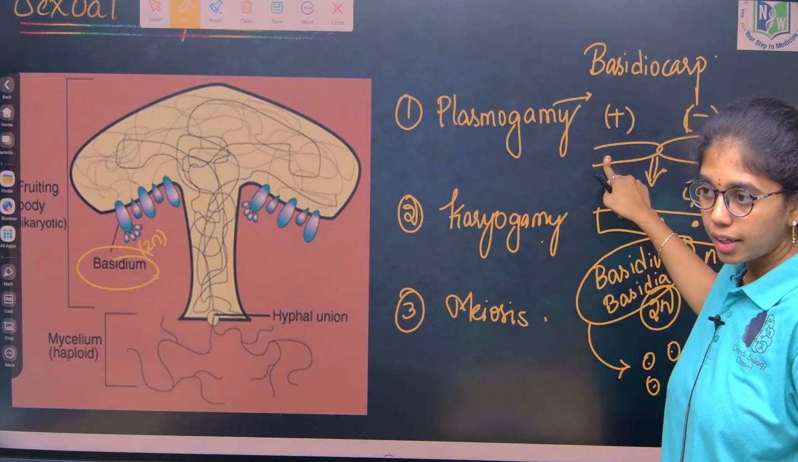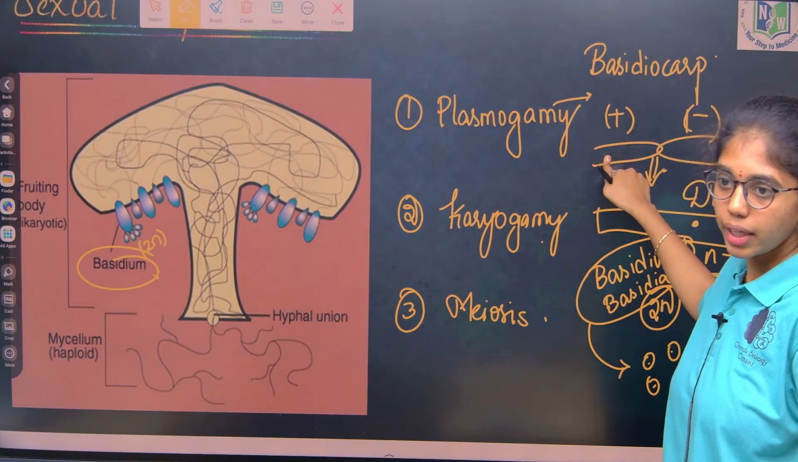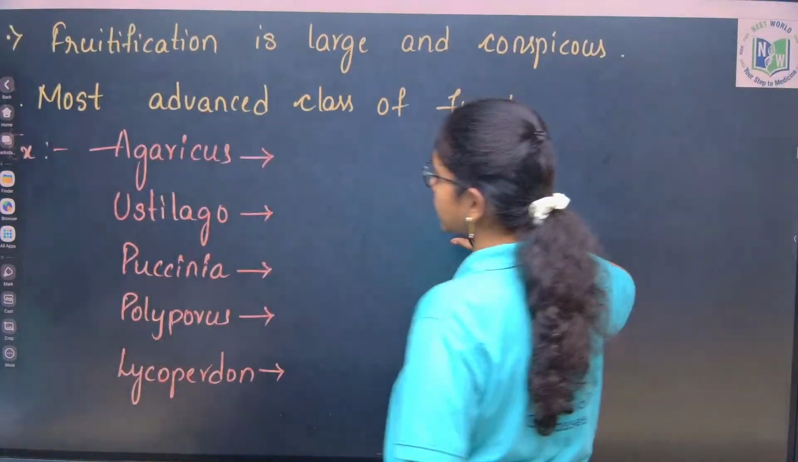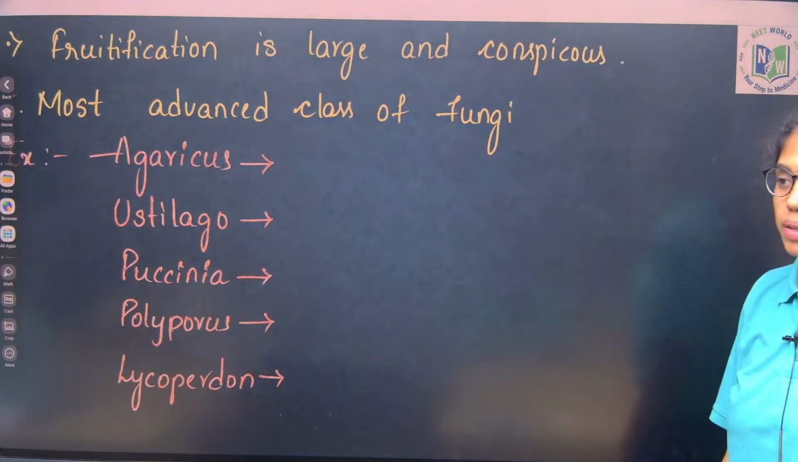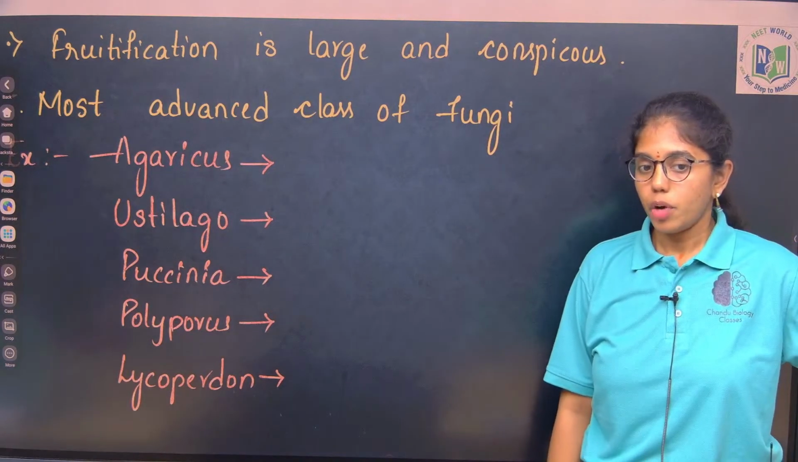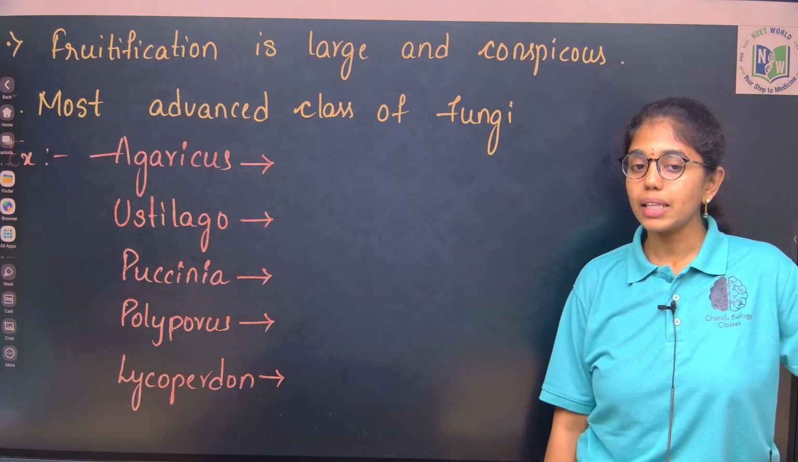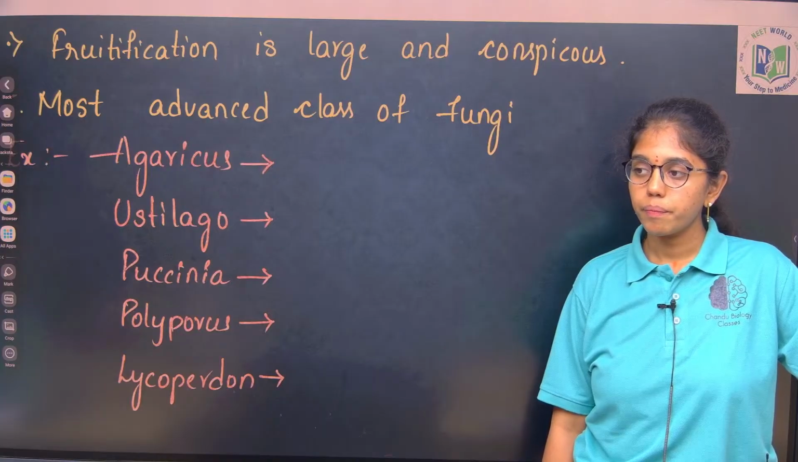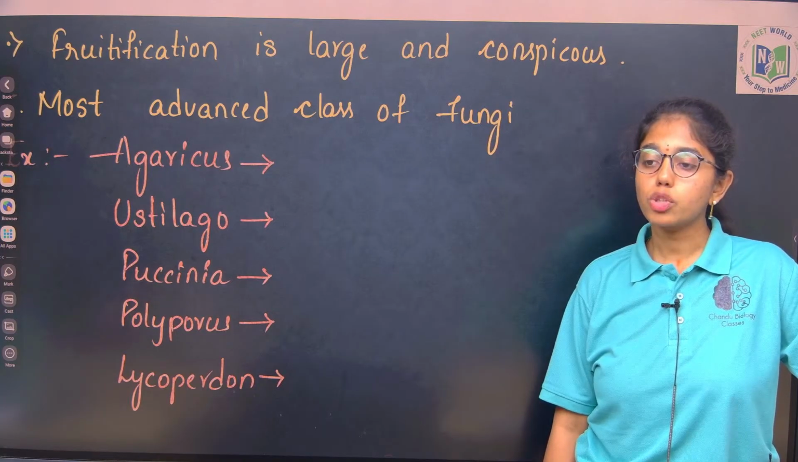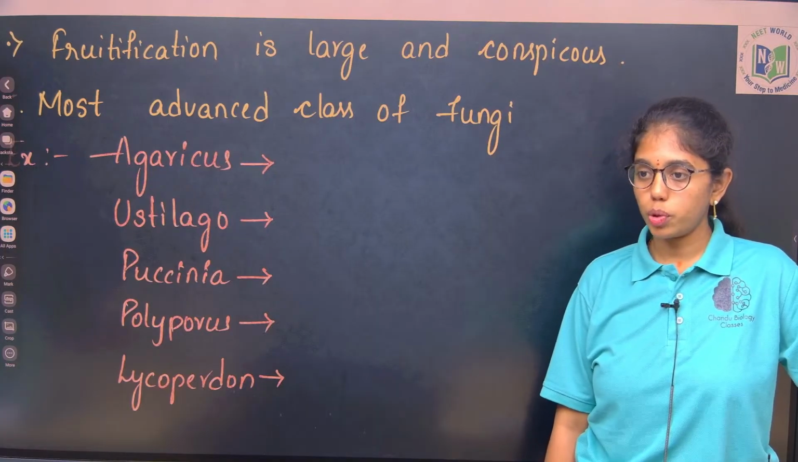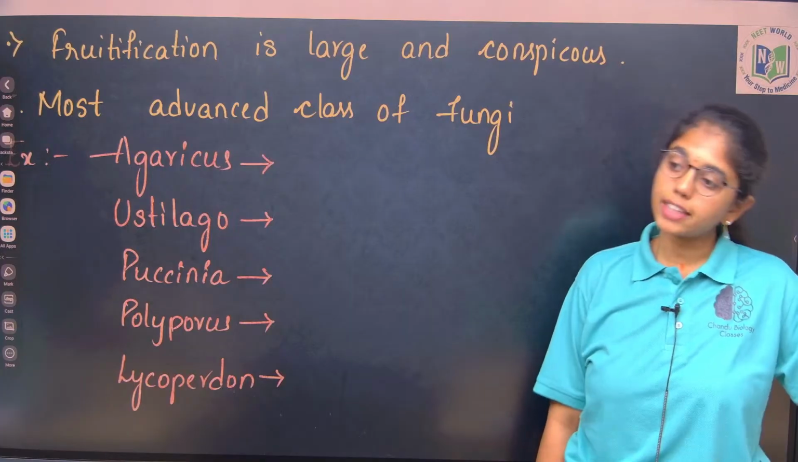Clear to everyone? Any doubt anywhere? No, right? Next. What is the site of meiosis in basidiomycetes? Basidium or basidia. What are the sexual spores in ascomycetes? Ascospores. Sexual spores in basidiomycetes? Basidiospores. Which of these is exogenously released?